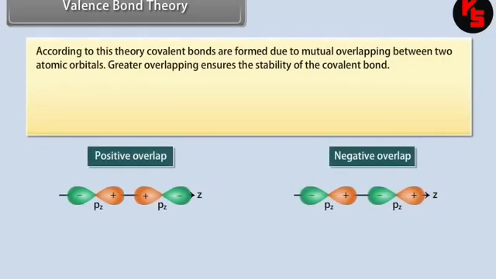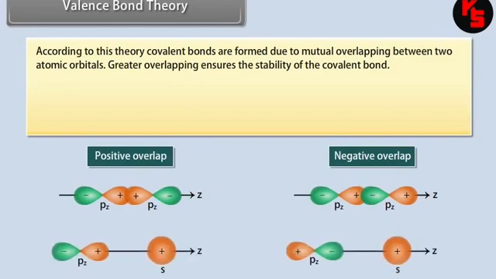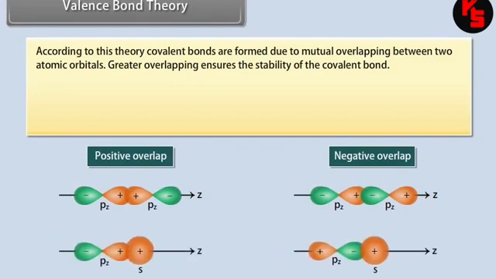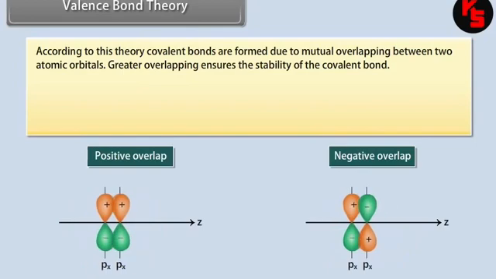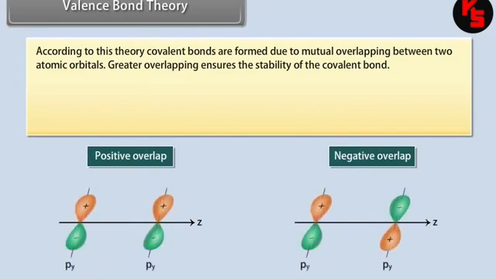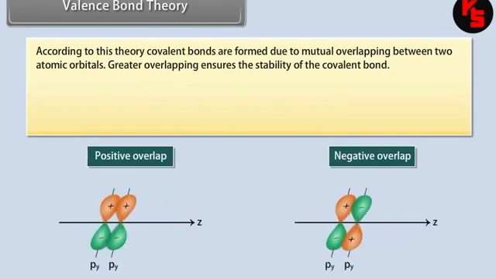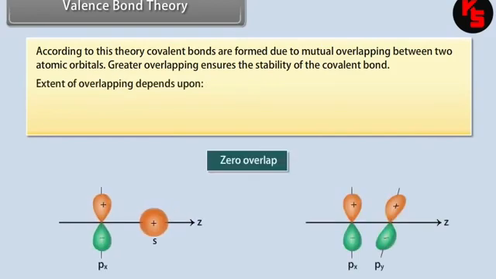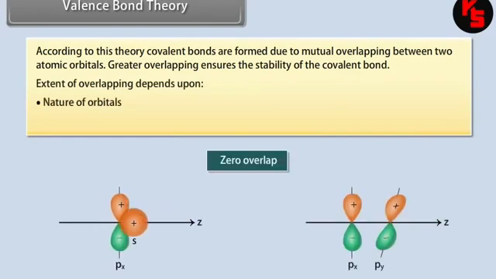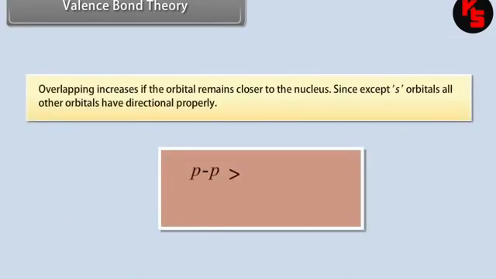Valence bond theory. According to this theory, covalent bonds are formed due to mutual overlapping between two atomic orbitals. Greater overlapping ensures the stability of the covalent bond. Extent of overlapping depends upon nature of orbitals and nature of overlapping. Overlapping increases if the orbital remains closer to the nucleus.